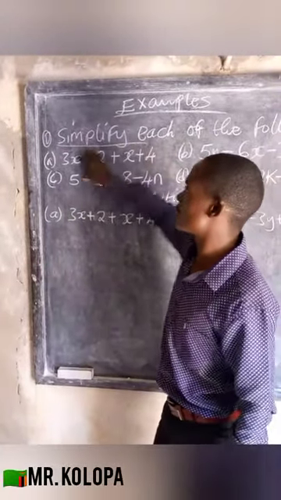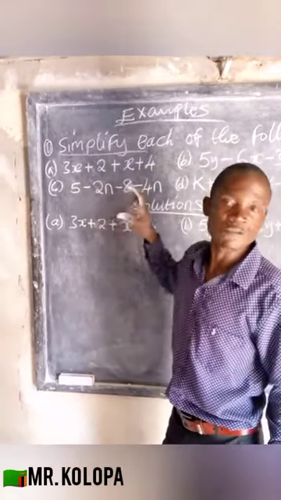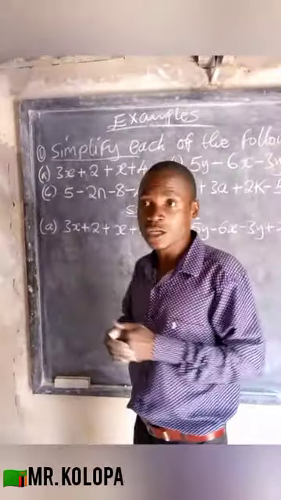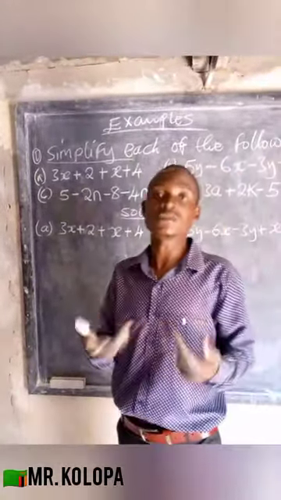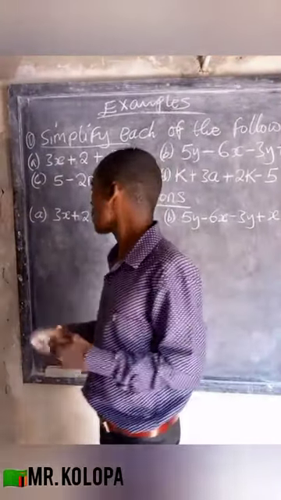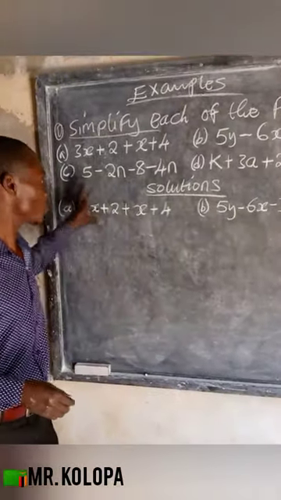In short, if you look at this question, it has 1, 2, 3, 4. So it has 4 terms. So in these 4 terms, we want to reduce it to like 3 terms or 2 terms. So that means we have simplified. So let's look at question A. What are we supposed to do? We are told to simplify.